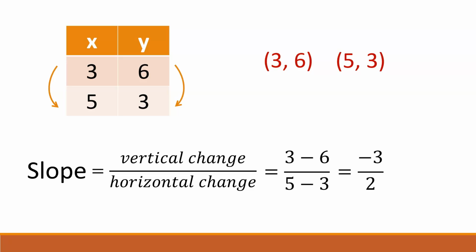And if we simplify, 3 minus 6 is -3, and 5 minus 3 is 2, we get a slope of -3 over 2, and if you prefer, call it -3/2. So even without a graph, all we're doing is finding the difference in the y-coordinates and dividing that by the difference in the x-coordinates to get the slope of the line.